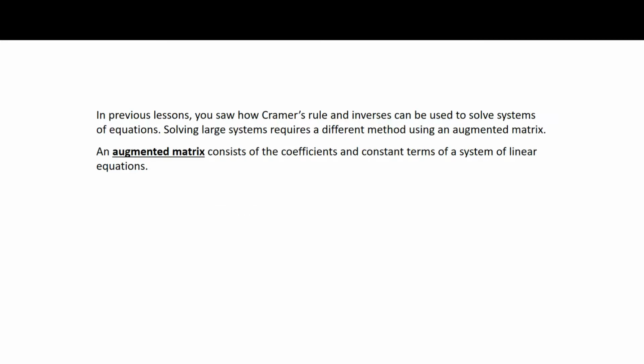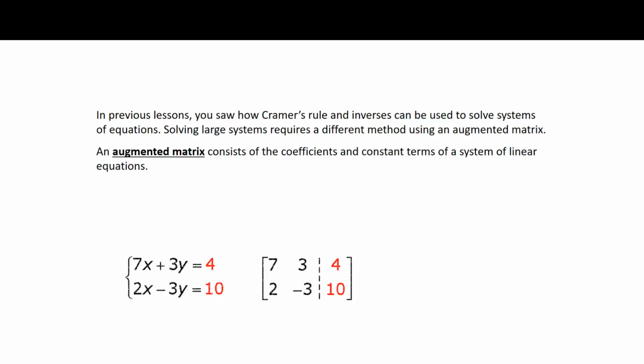In previous lessons, you saw how Cramer's rule and inverses can be used to solve systems of equations. Solving large systems requires a different method using an augmented matrix. An augmented matrix consists of the coefficients and the constant terms of a system of linear equations. So for example, we have a system of equations, 7x plus 3y equals 4 and 2x minus 3y equals 10.